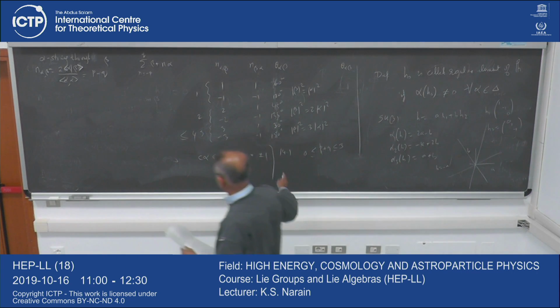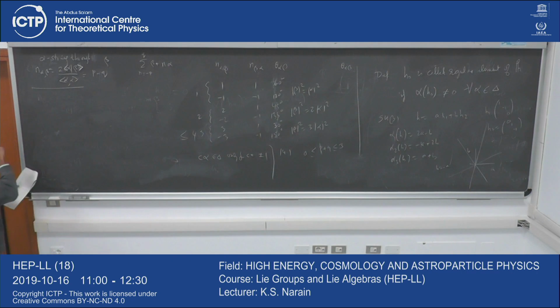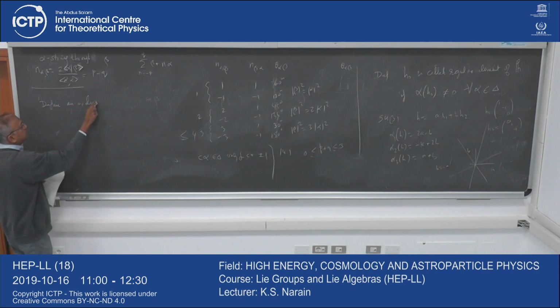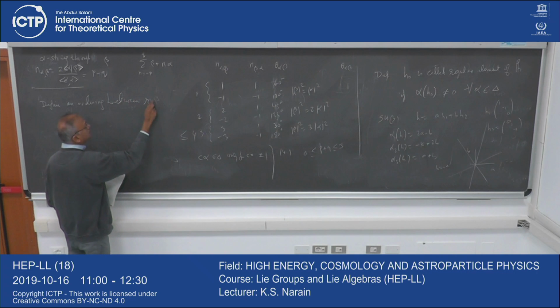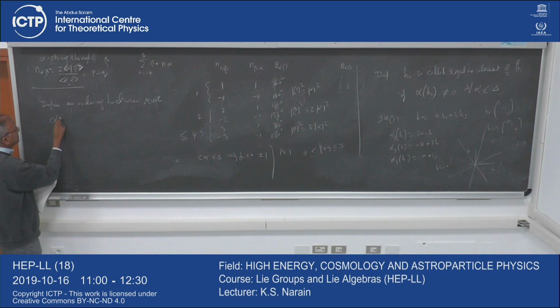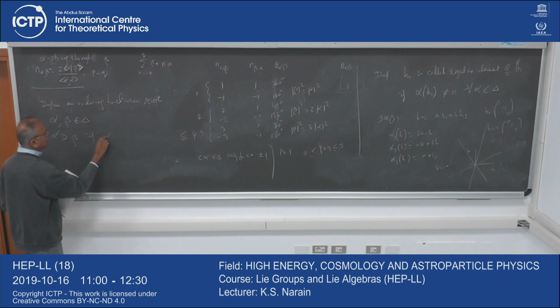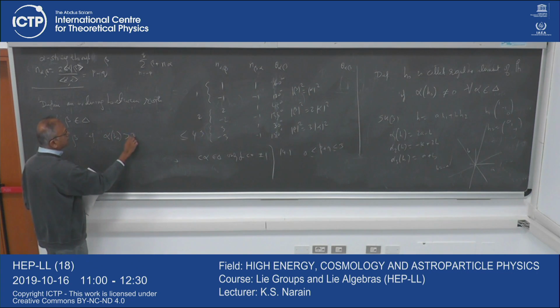So we take this H0. Once this H0 is there, I can define an ordering between roots. We say that for alpha and beta belonging to delta, alpha is greater than beta if alpha of H0 is greater than beta of H0.